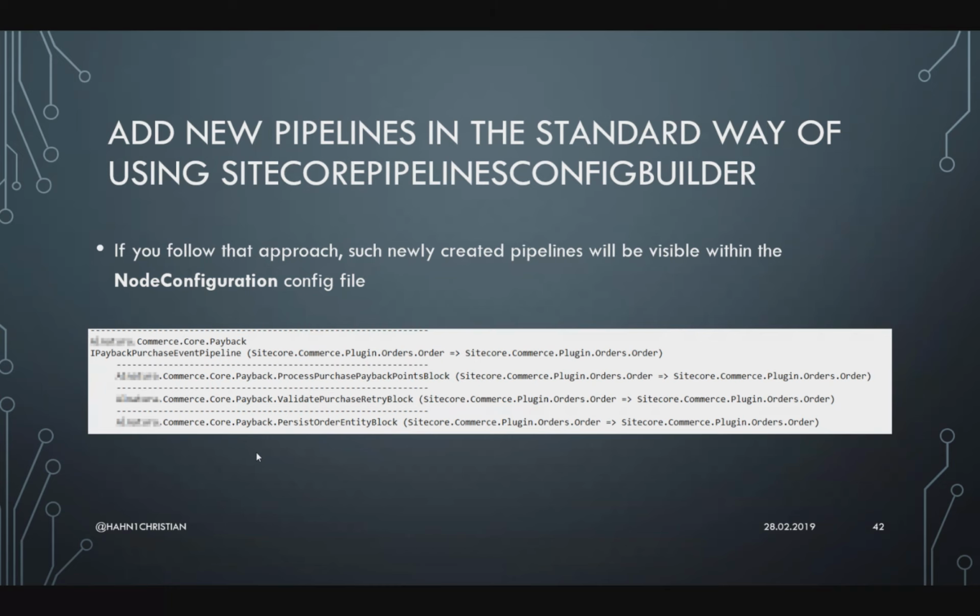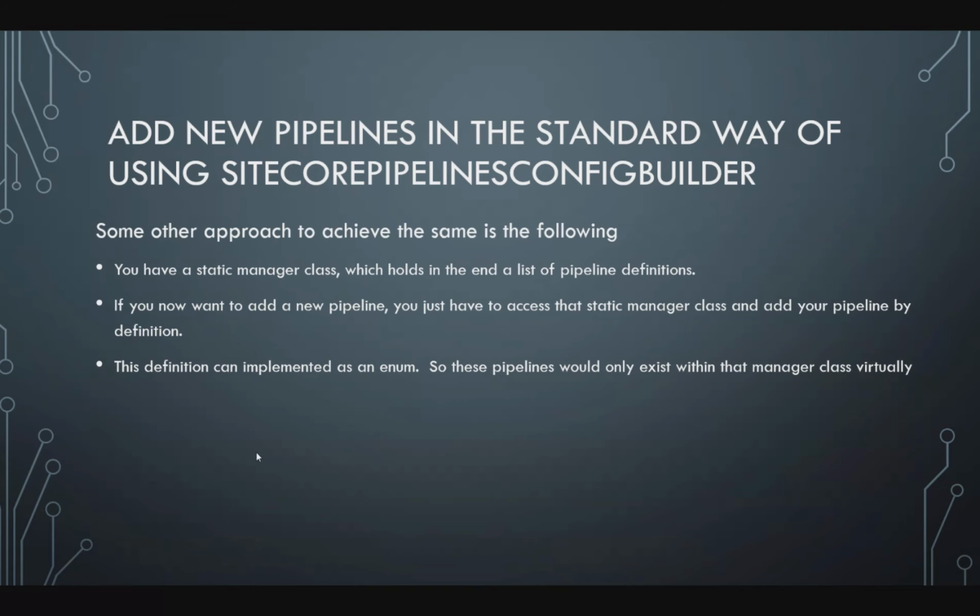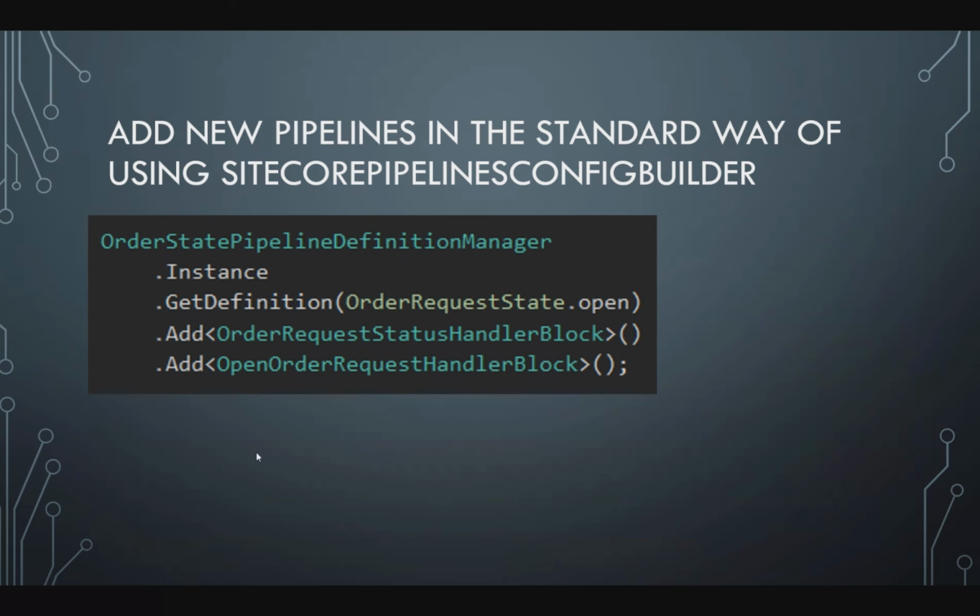So what I saw now is some other approach, again, over some, I would say, magic static manager class, which holds in the end all the references of all our pipelines. So some demo code you can see here. This manager class is simply a static class which has a dictionary, and within that dictionary you can have a definition. For example, some request order state: open, closed, partially refunded, whatever state we have, and we add there our blocks and do whatever we want. That approach, of course, works. In the end, we have pipelines in the system, and we can retrieve these pipelines by definition.